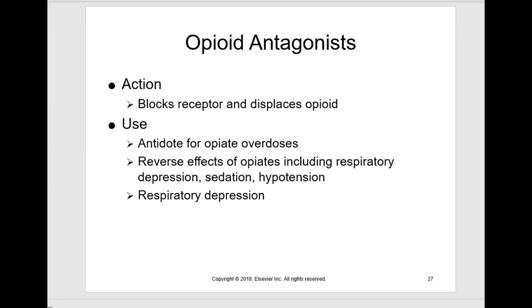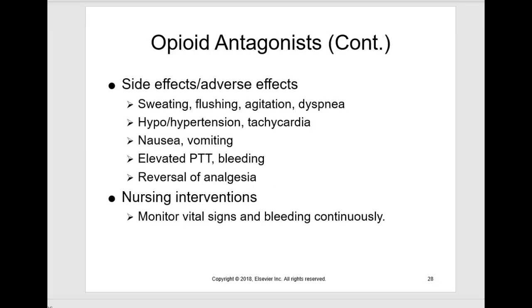Doses of naloxone often need to be repeated because it has a short half-life that is shorter than that of the opioids, and the opioid effect may reoccur. Naloxone may cause flushing, agitation, hypotension or hypertension, tachycardia, hyperhidrosis, nausea, vomiting, and dyspnea. Again, it's important to monitor vital signs and signs of bleeding after administering an opioid antagonist such as naloxone.